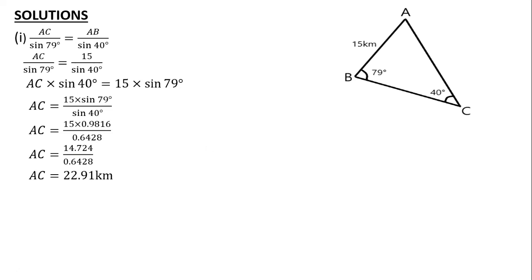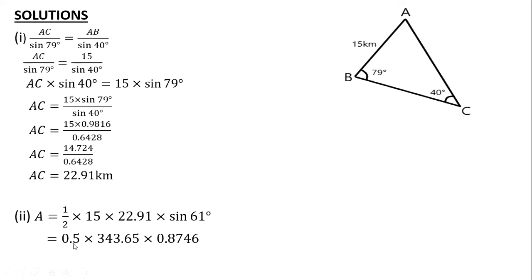Calculate the area of triangle ABC. So our area will be equal to half times 15 times 22.91 times sine 61 degrees. So we are going to pick the angle which is opposite the side we have not been given. Angles in a triangle add up to 180. So if you add 79 plus 40, subtract from 180, you remain with a 61. So we use sine 61 degrees.